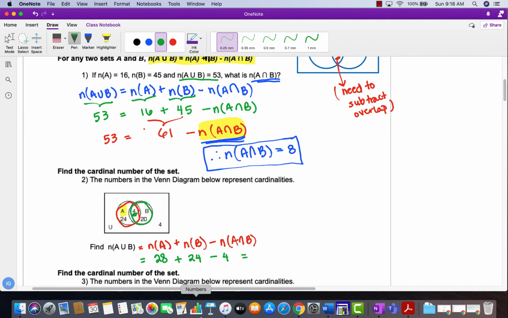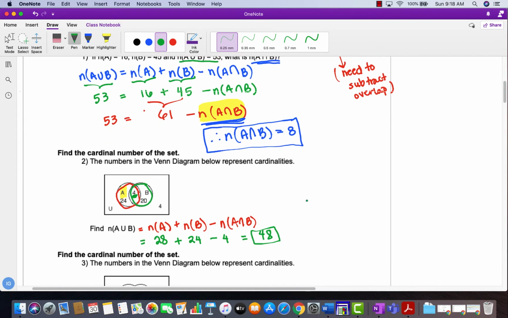Whatever that is, that's going to give me the union, the number of elements in the union of A and B. All right, so we just add 28 plus 24 minus 4, and that should give you 48. And that's your answer. Not bad, right?